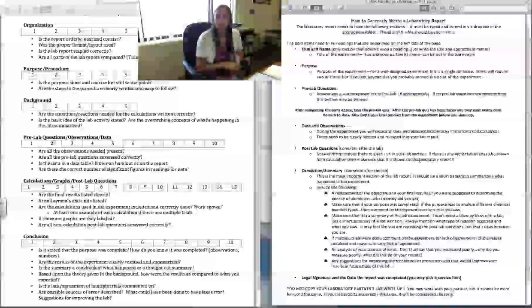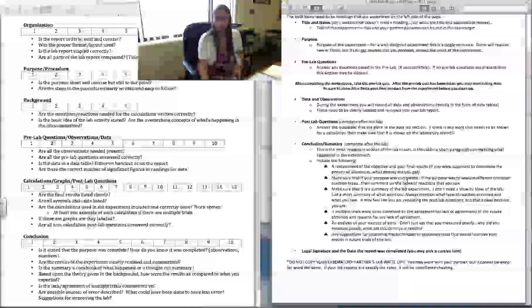Okay. The last section is probably the most important section, and that's the conclusion. It's a short paragraph summarizing what happened in the experiment. Short, okay? I've had good conclusions that are 3 to 5 sentences. I've also had terrible conclusions that are 3 to 5 sentences. I've also had terrible conclusions that are a page and a half. Okay? It should summarize the experiment, and here are some things that it should include.